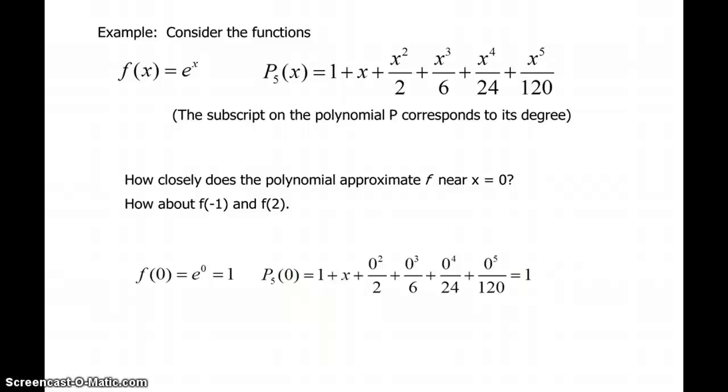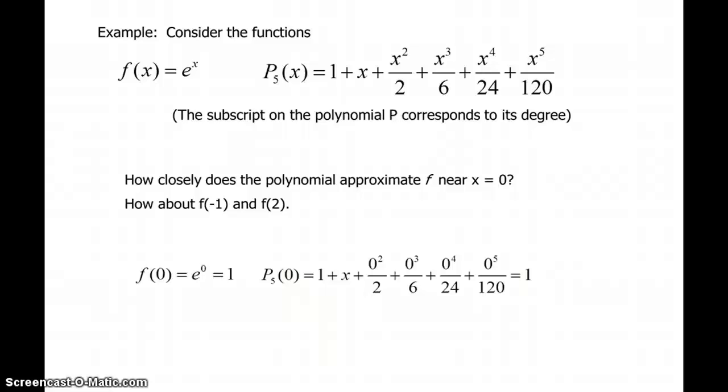But let's suppose I gave you this polynomial. We're going to call it for now p sub 5 of x. You'll see the significance that the 5 has in just a little bit. So we're going to call this p sub 5 of x. It's made up of nothing but power terms: 1 plus x plus x squared over 2 plus x cubed over 6 plus x to the 4th over 24 plus x to the 5th over 120.